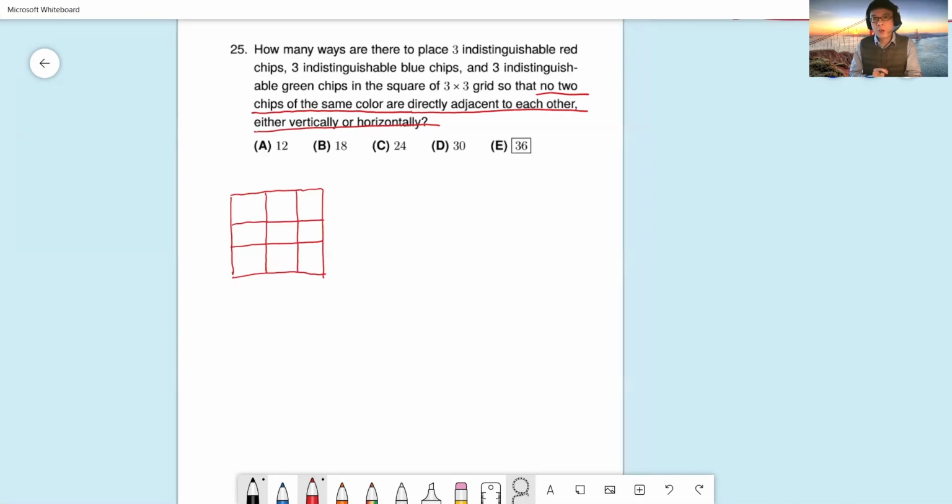So here, a very special box is the center box. So let's consider the center square.